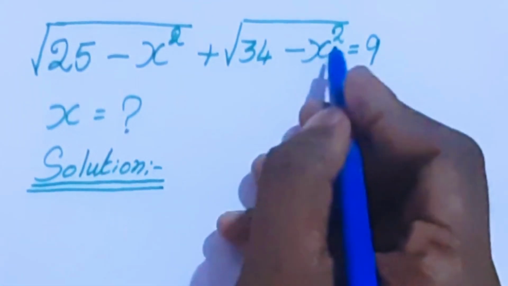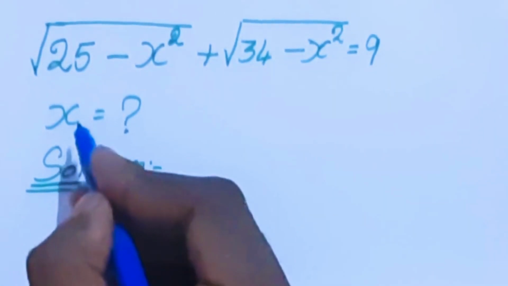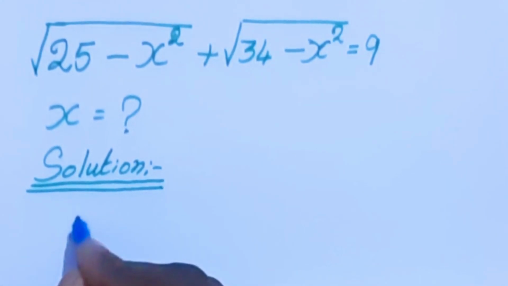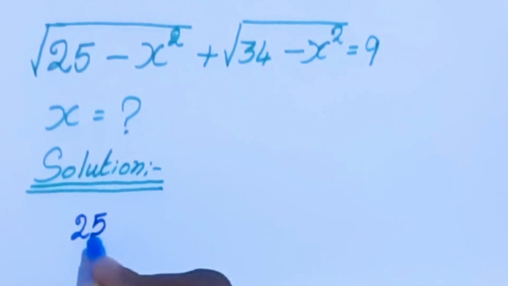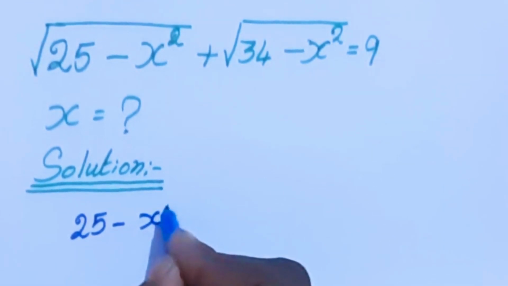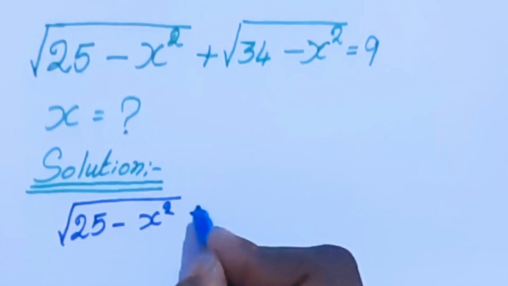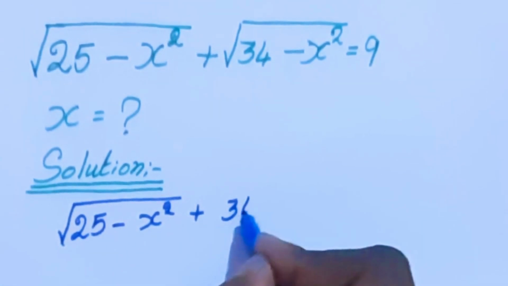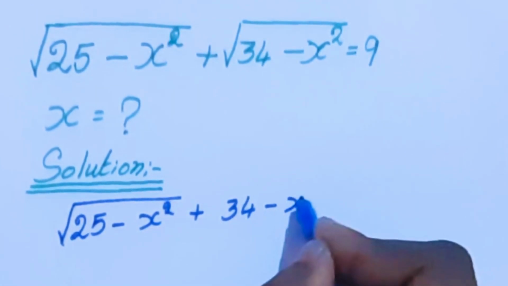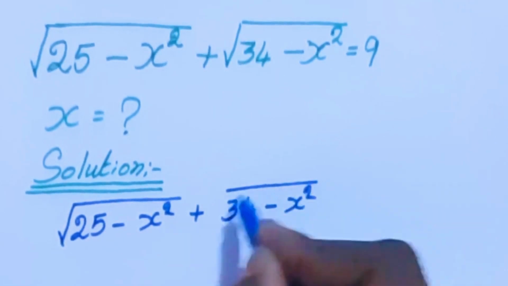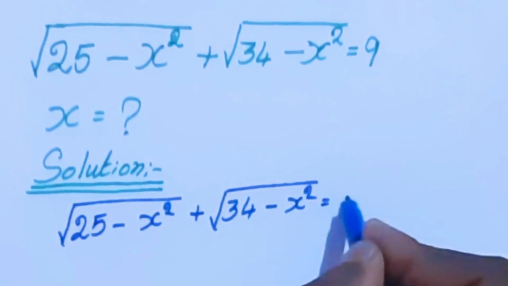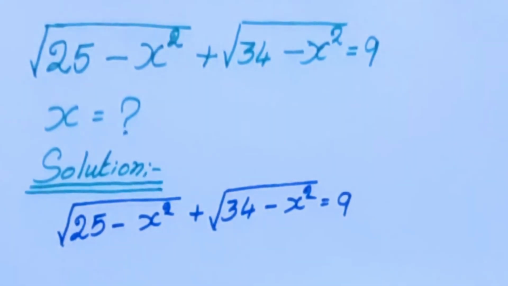Today we are going to solve this problem to find x value. Solution: square root of (25 minus x square) plus square root of (35 minus x square) equal to 9.